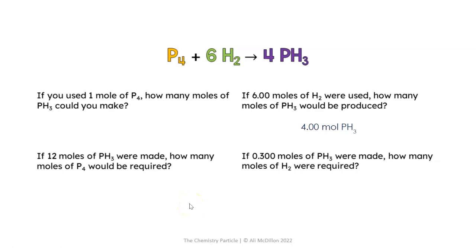So let's take a look at some more examples. It says if you used 1 mole of P4, how many moles of PH3 could you produce? Again, this is going to be a ratio problem. So there is 1 P4 for every 4 PH3. So you'll have 4 times as many of the PH3 as you do of your phosphorus. So if we have 1 mole of the P4, we would just wind up having 4 moles of the PH3. Okay?